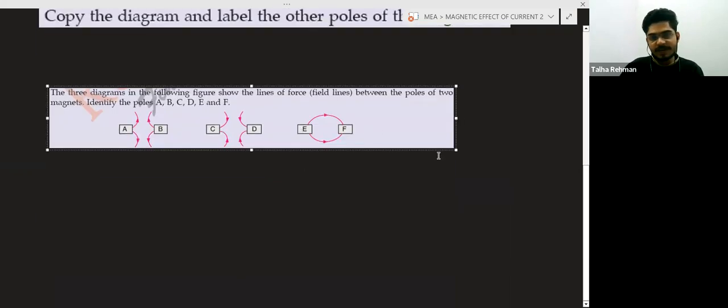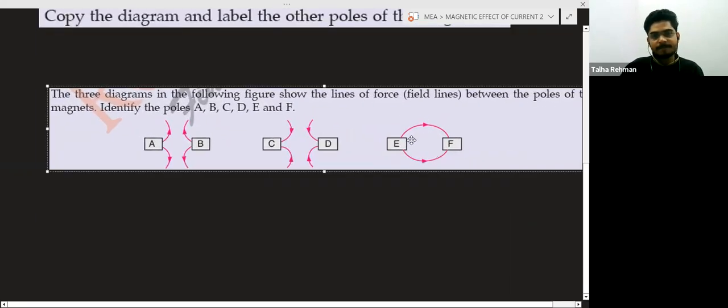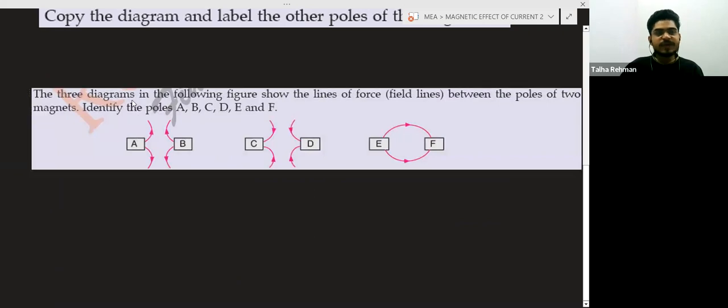Now this is the question again. The three diagrams in the following figure show the lines of force. Lines of force means the magnetic field lines. Field lines between the poles of two magnets. Identify poles A, B, C, D, E, F. So now come to pole A and pole B. This is one pole of a magnet and this is another pole of a magnet.